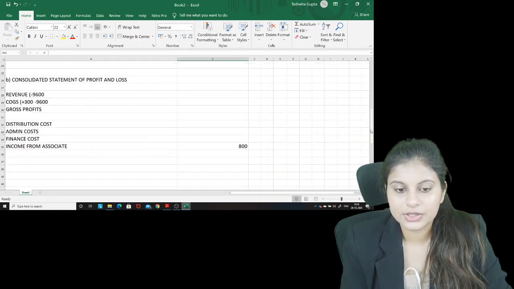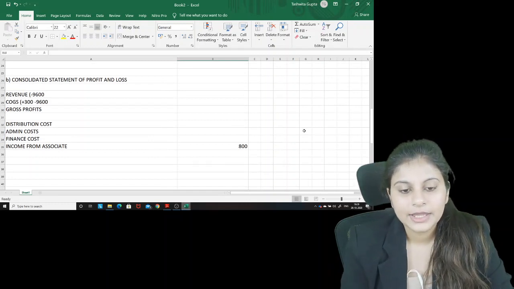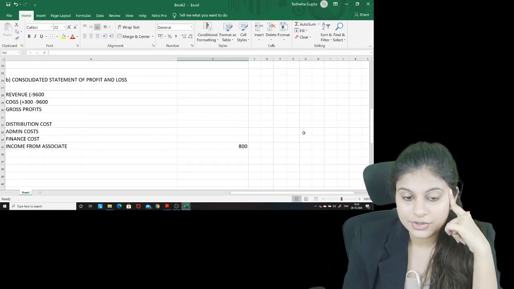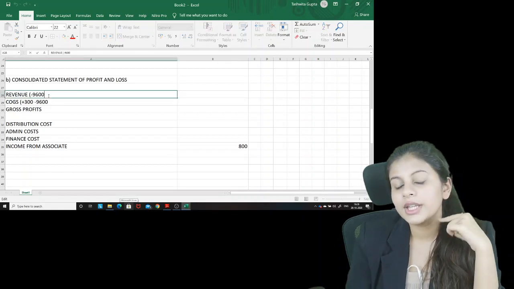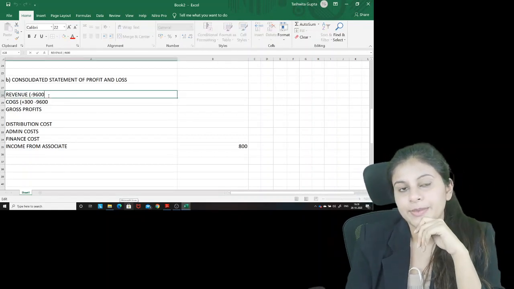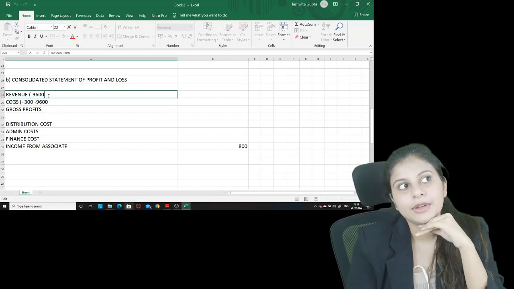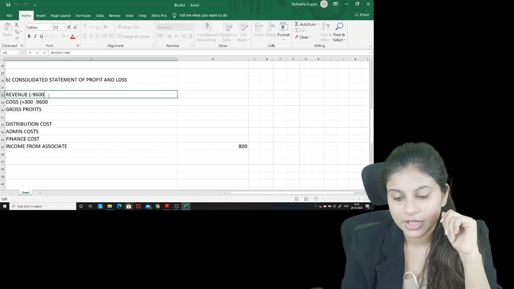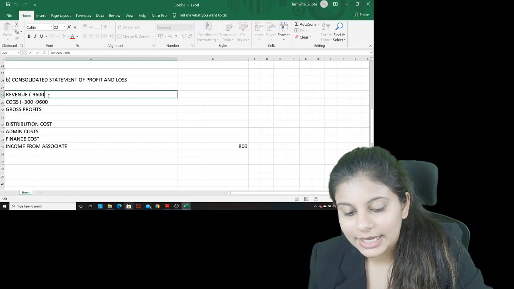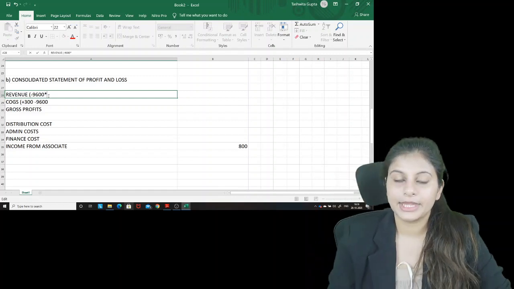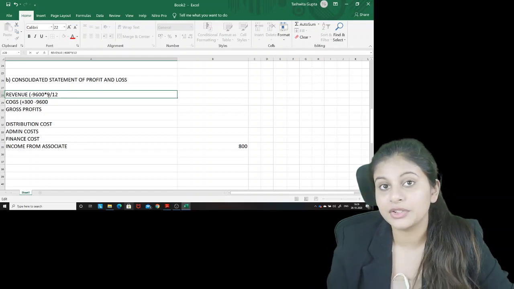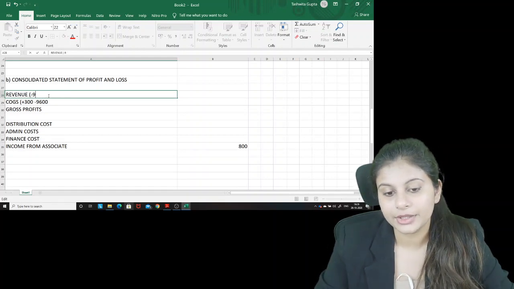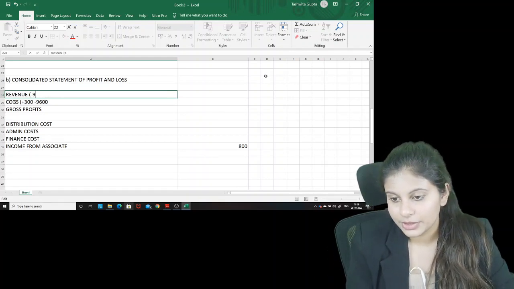Now let's just add up the things normally. Don't forget this is a mid-year acquisition. So what we are doing here is we are deducting the whole 9600. But this acquisition happened midway through the year after 3 months. So we should only deduct 9600 into 9 by 12. That is what you should deduct. So I won't write the whole thing here. Let's do it on a side.